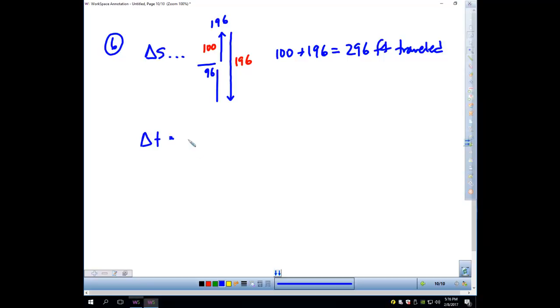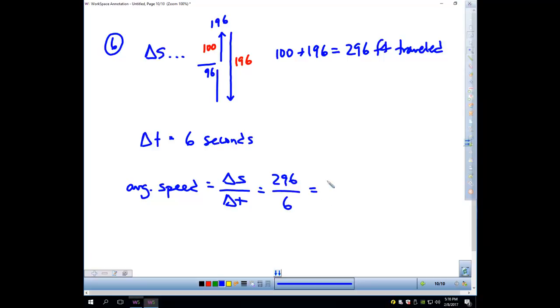Well, remember our delta t was 6 seconds. It took 6 seconds before the ball hit the ground. Average speed is just those two numbers divided by each other. So 296 divided by 6 is going to give me that average speed of 49.3 feet per second. Now remember, that's just an average. It really is very few times during that flight that it actually was moving at that speed. But that's the average speed the whole entire time.